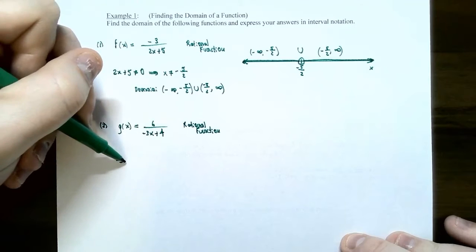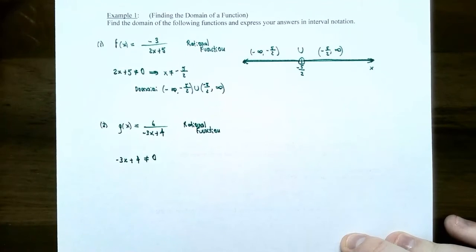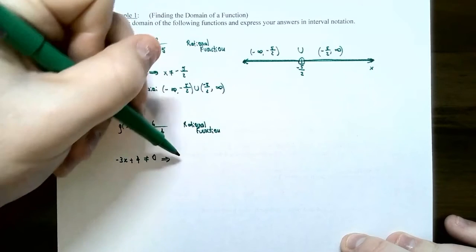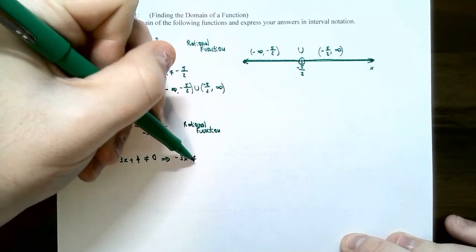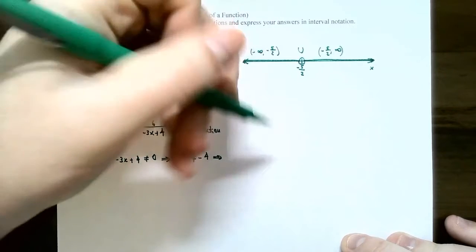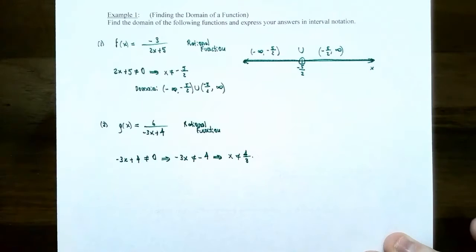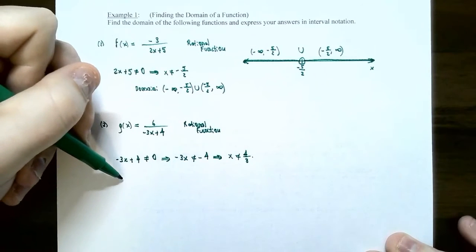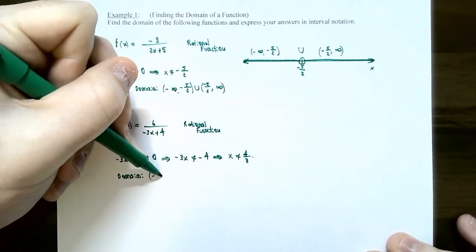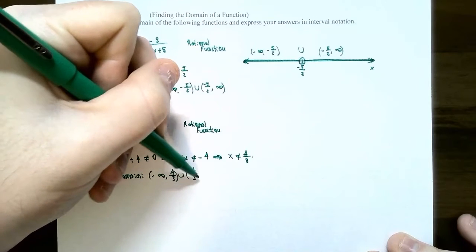So your negative 3x plus 4 cannot equal 0. If it is 0, then that x value is not in the domain. So now let's solve. Subtract 4 on both sides first to get negative 3x cannot equal negative 4, and now divide both sides by negative 3. So x looks like it cannot be equal to 4/3. So let's write out the domain using interval notation. It's the set of all real numbers except for 4/3. So negative infinity to 4/3, union 4/3 to infinity.